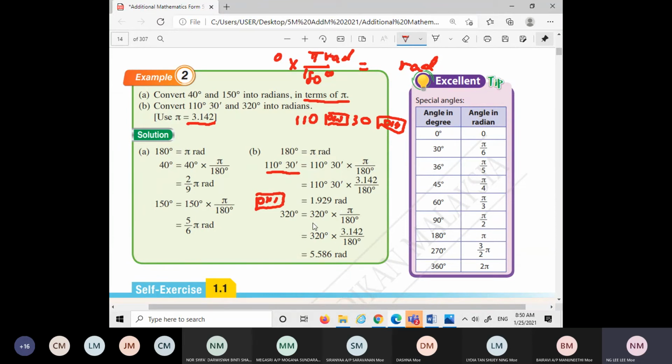Okay. So 320. I think this one is easier. You just press 3 times 3.142 divided by 180. You will straight away get this answer. Okay. And then we see on the right.